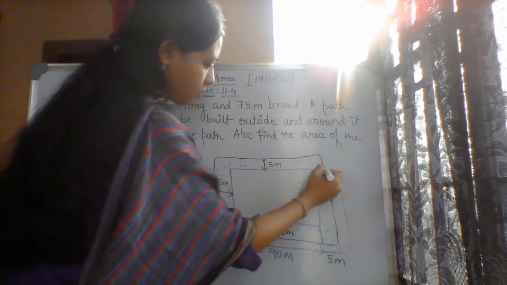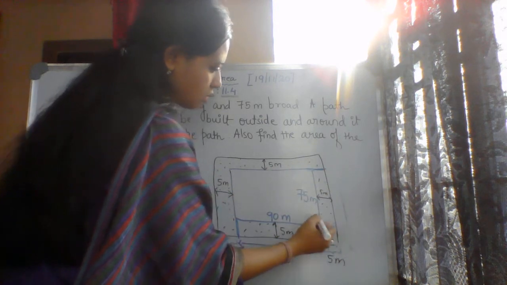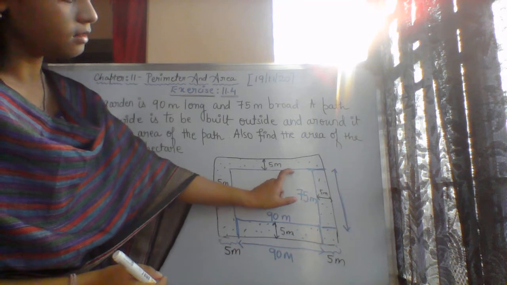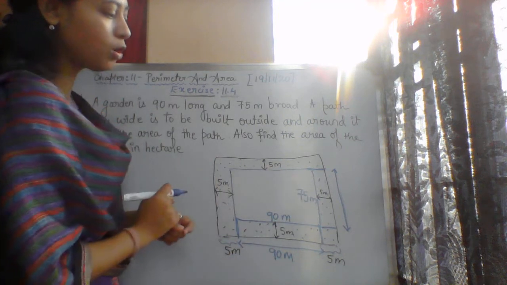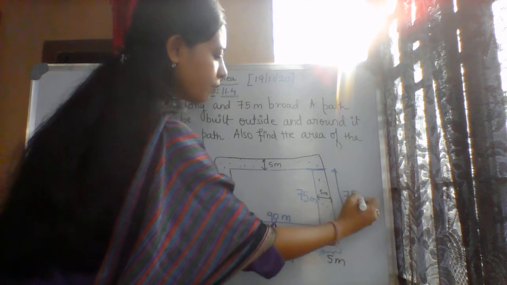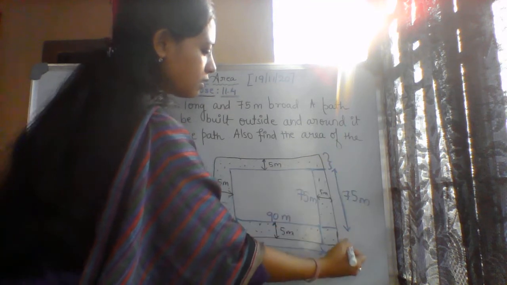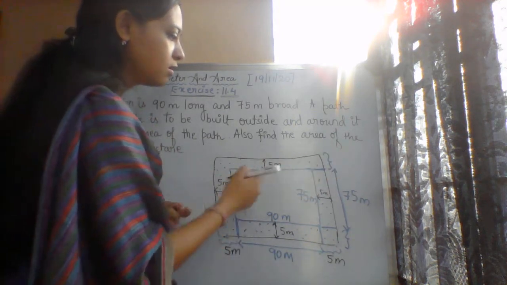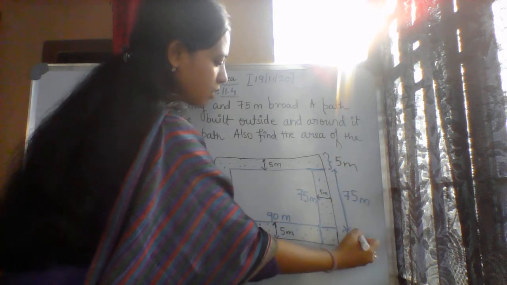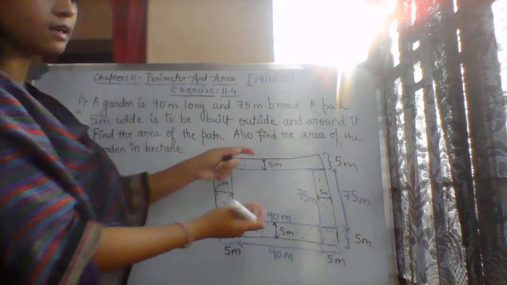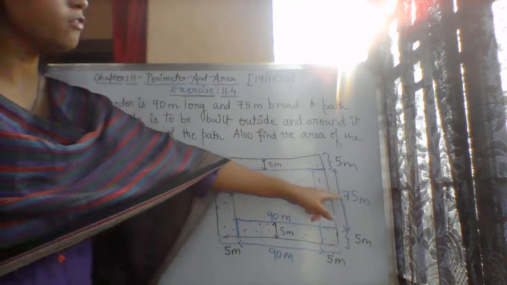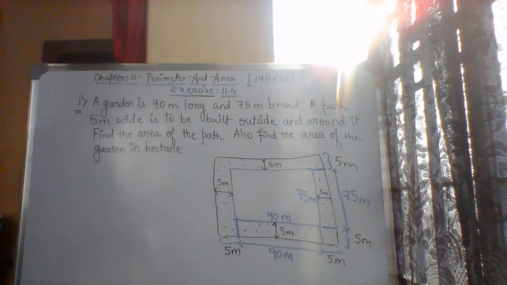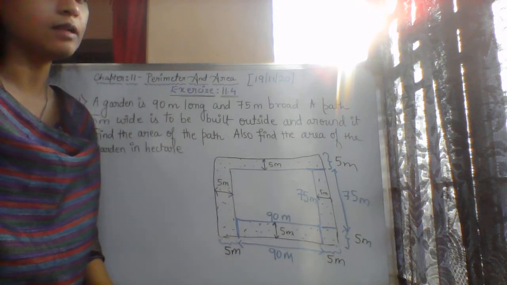So if I draw this, we know this much part is how much? That of the inside breadth is 75 meter. Now I have to add this part and this part. It is equal to the width, only 5 meter, and here also 5 meter, and it gives the total breadth of the greater rectangle. So 75 plus 5 plus 5, so 75 plus 10, 85 meter. That is the breadth of the bigger rectangle.